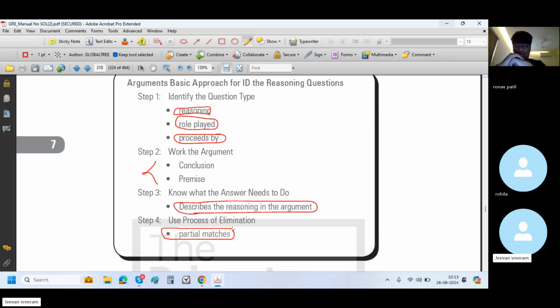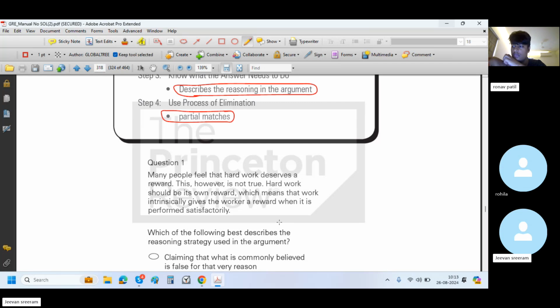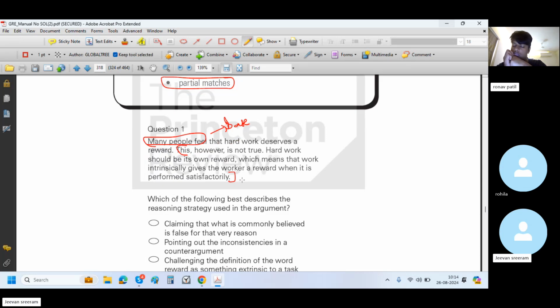And these are the wrong answer types. You will always see a good number of partial matches. So where is the claim, where is the evidence? The first line is the claim. Whose claim? Many people's claim. So many people's claim becomes the evidence, the base information. From here, it must be the author's opinion.